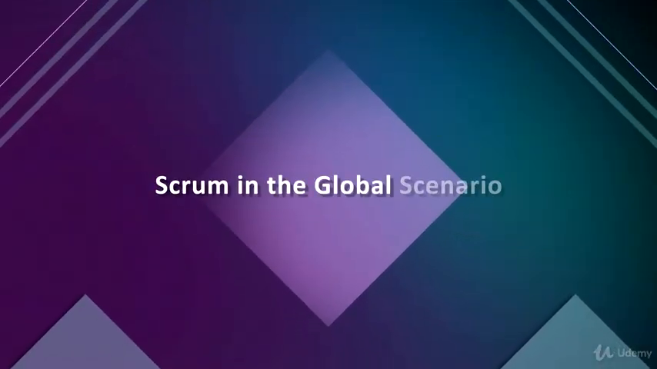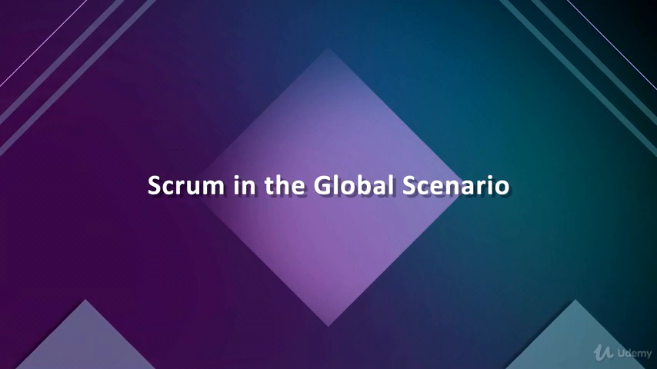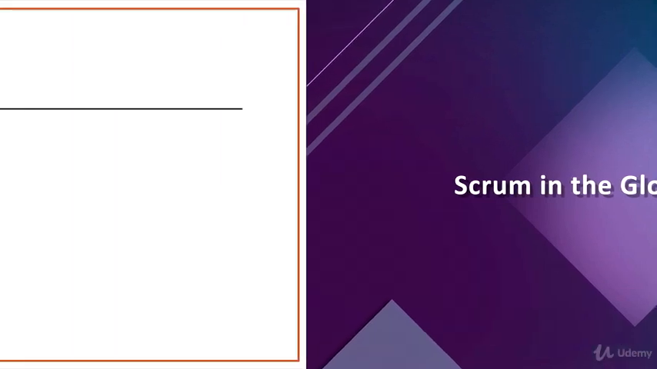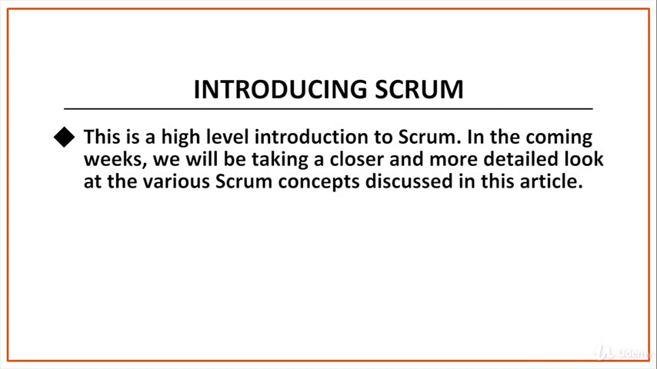Scrum in the global scenario. Even though Scrum encourages co-location, it may not always be possible, especially in the case of distributed teams that are in multiple geographical locations. Scrum has been proven to be effective even in such situations, and many teams practice distributed Scrum. This is a high-level introduction to Scrum. In the coming weeks, we will be taking a closer and more detailed look at the various Scrum concepts discussed in this article.